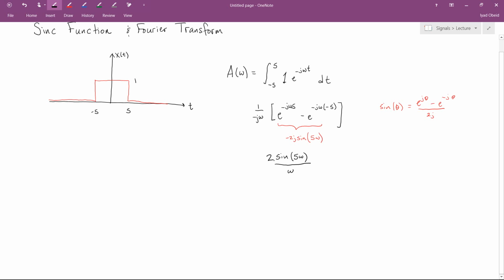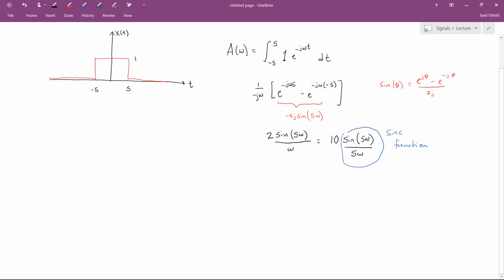So technically this is the right answer, but in order to put this in a more common form, I'm going to multiply numerator and denominator by 5, and I'm going to rewrite this in a more standard form, which is 10 sine 5 omega over 5 omega. Now, this sine omega over omega business, this is what's known as the Sinc function. And we will see it pretty much everywhere we look for the rest of time as we study signals. So let's see what that means. Let's go ahead and plot it.